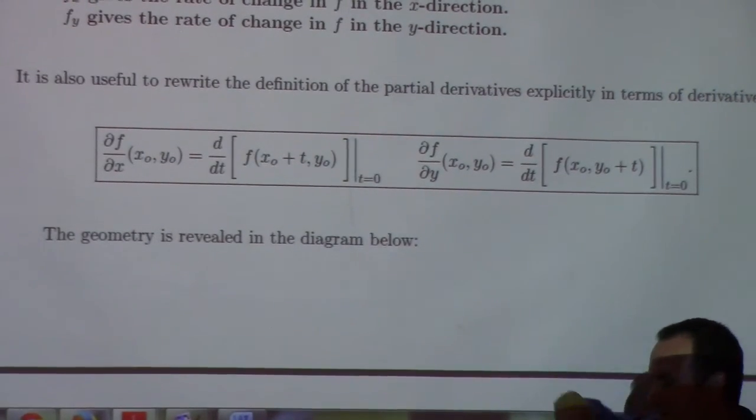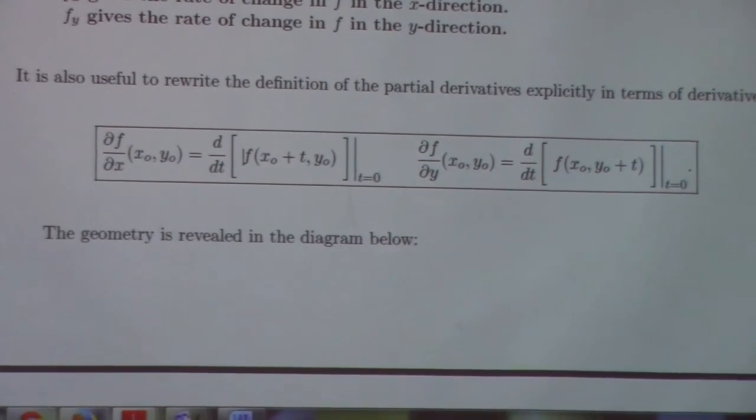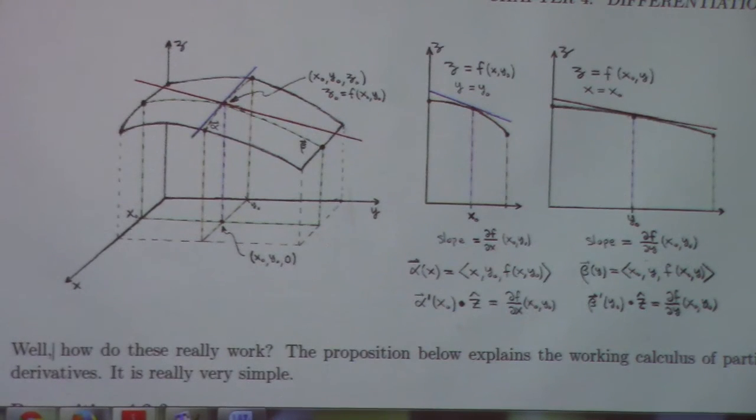I mean, it's just y varies while x is held fixed. X varies while y is held fixed. I mean, these are partial derivatives. Now, geometrically, what's going on is this.